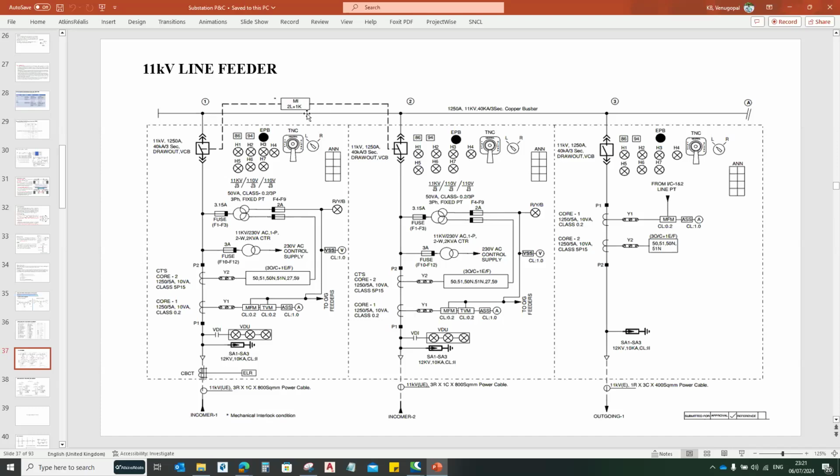Because if I provide two keys, one person will go and open the lock and operate, and another person will go, open the lock and operate. So the paralleling operation will come into the picture. As I have not provided a synchro check function here, the paralleling operation should not be allowed. So to avoid that problem, I'm providing only one key for the two locks. And this is the outgoing feeder. These are the protection functions I provided.